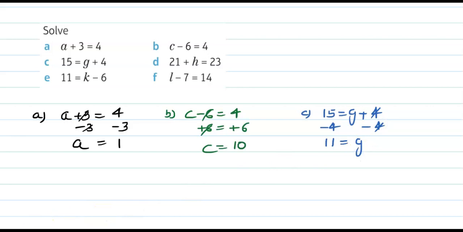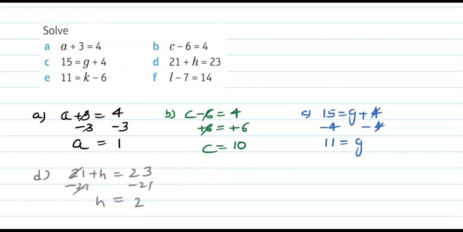Okay. Now next one is d. d is 21 plus h equal to 23. So we want h. So minus 21 both sides. So this is cancelled. 23 minus 21, that is 2.